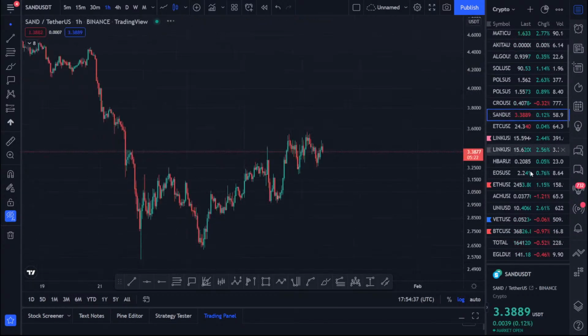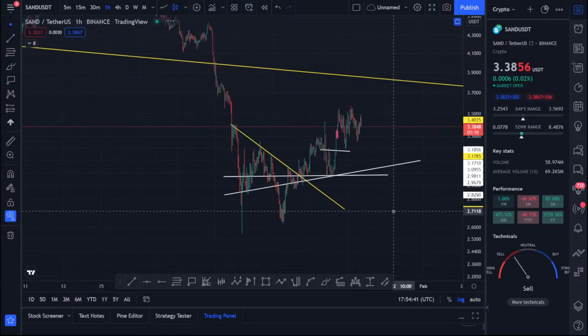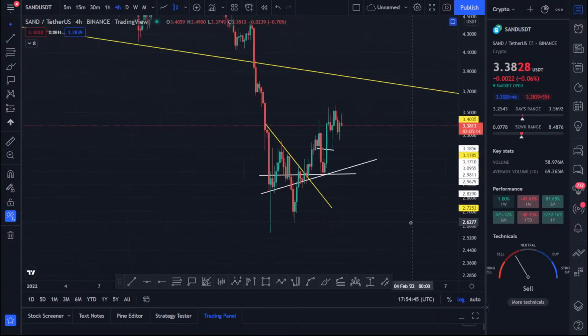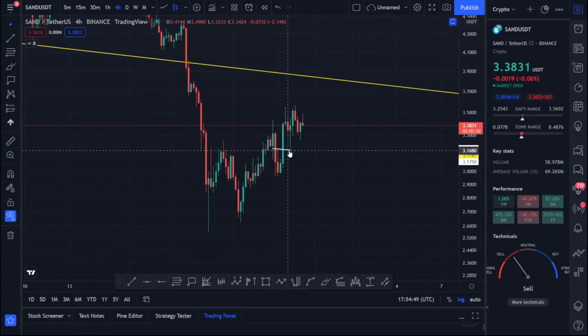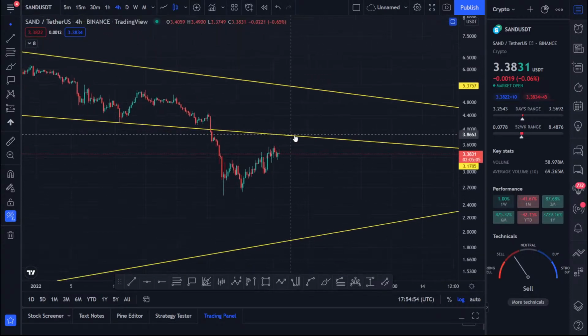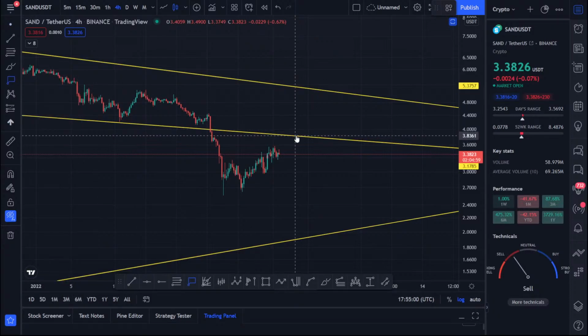Let's see what sand is doing. Okay, so sand has been in an upwards rally. We just take all these lines off right now. Okay, you can see that sand is trying to come and touch this level. Okay, what is this level? Let's see. Right over here, $3.83, this level.